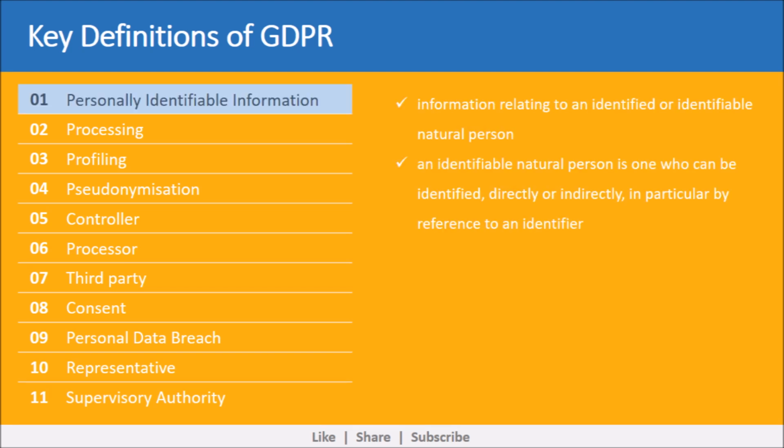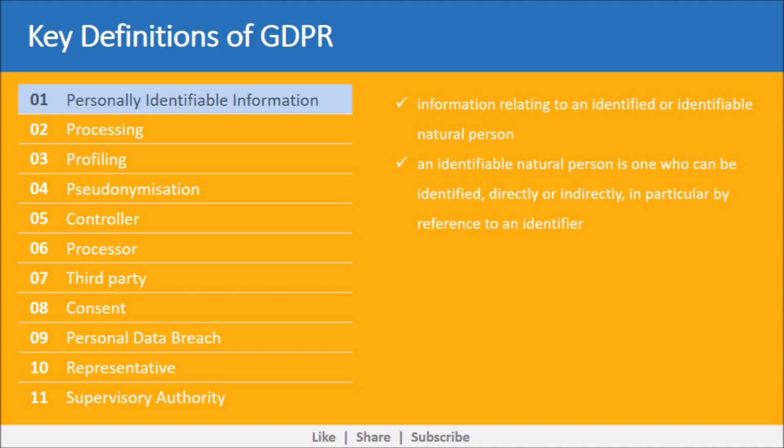First one is personally identifiable information. Personally identifiable information, known as PII in short, is the information which is related to an identified or identifiable natural person, also known as the data subject per the regulation. Additionally, an identifiable natural person is one who can be identified, directly or indirectly, in particular by reference to an identifier such as a name, mobile number, an identification number, location data, an online identifier, or to one or more factors specific to the physical, physiological, genetic, mental, economic, cultural or social identity of that natural person.